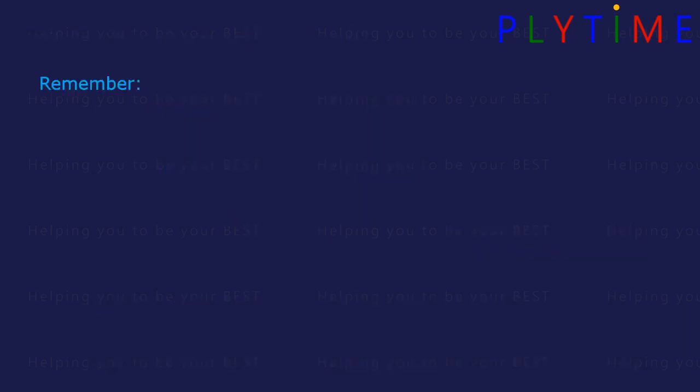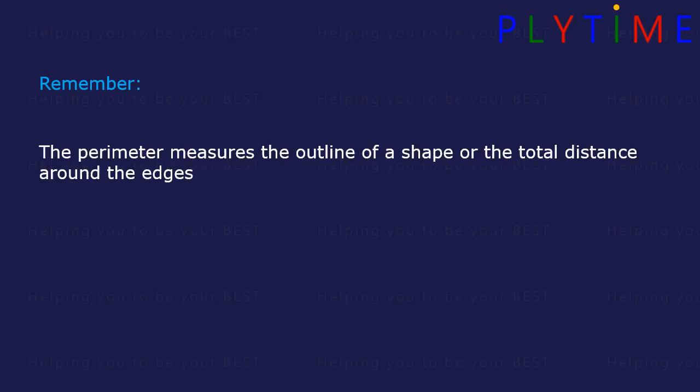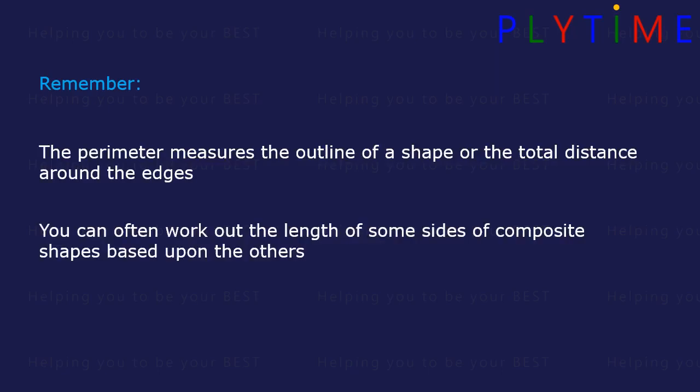Remember, the perimeter measures the outline of a shape or the total distance around the edges. You can often work out the length of some sides of the composite shapes based on the others.